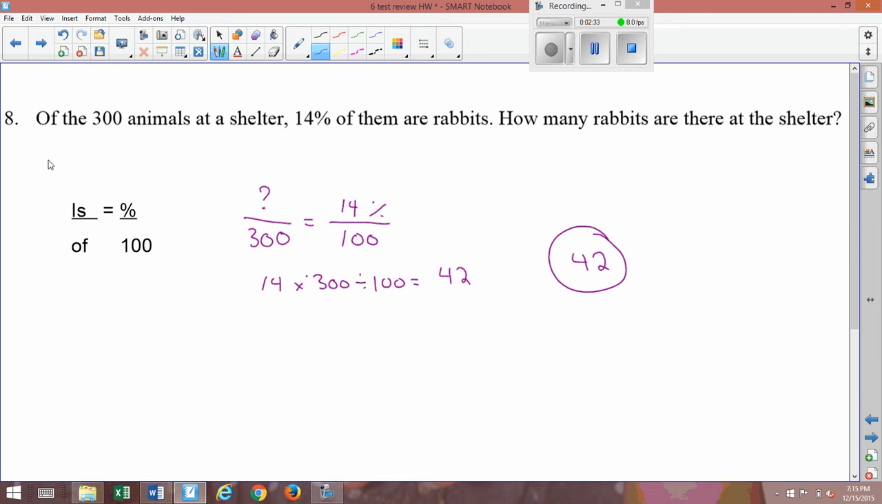Of the 300 animals at a shelter, 14% of them are rabbits. How many are rabbits? So you're trying to find 14% of 300. Set it up. Crisscross divide, you end up with 42.